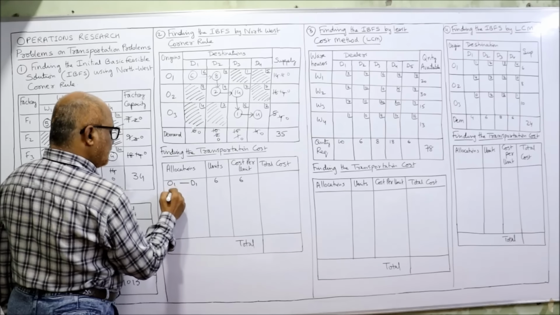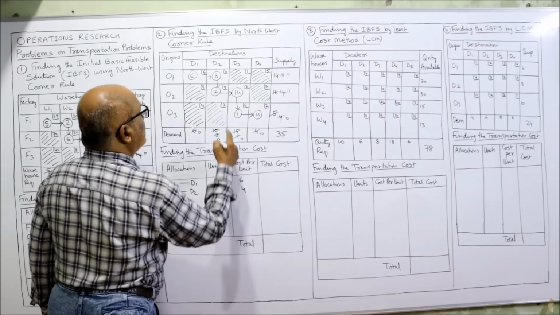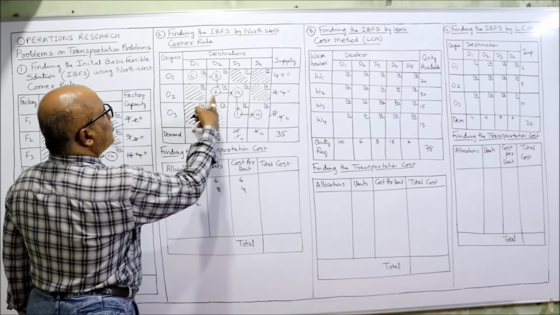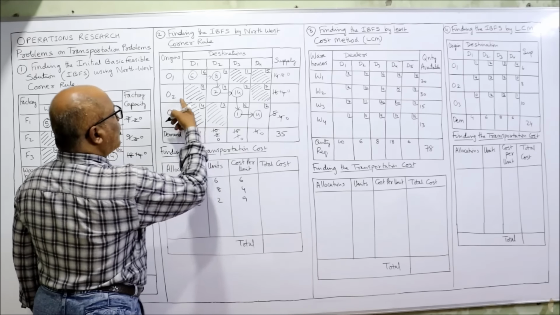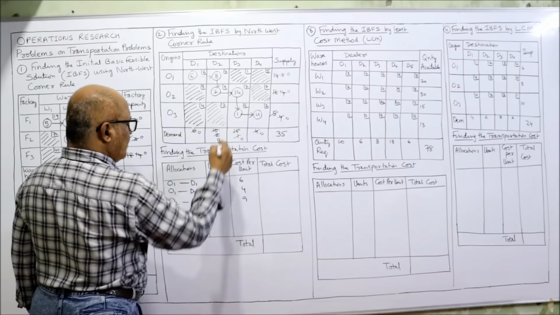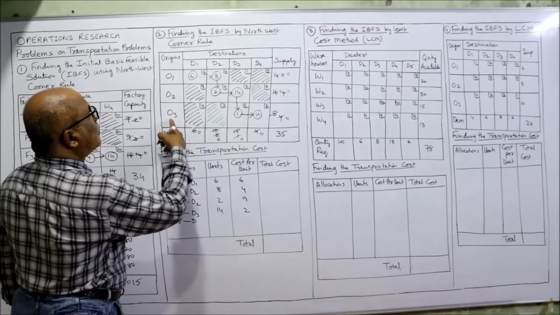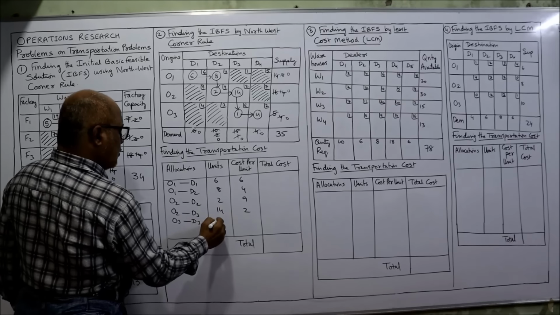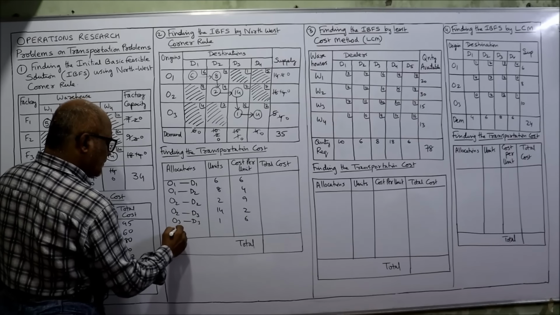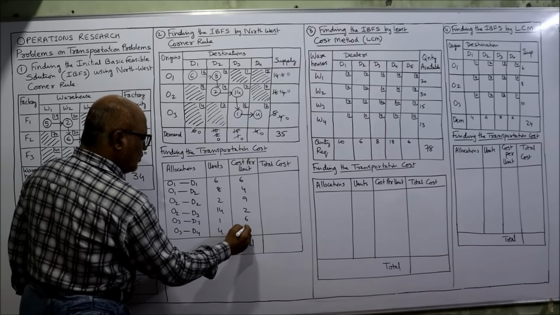Then O1 to D2. 8 units, 4 rupees. Then O2, D2. 2 units, 9 rupees. O2, D3. 14 units, 2 rupees. O3, D3. 1 unit, 6 rupees. Last one, O3, D4. 4 units, 2 rupees.